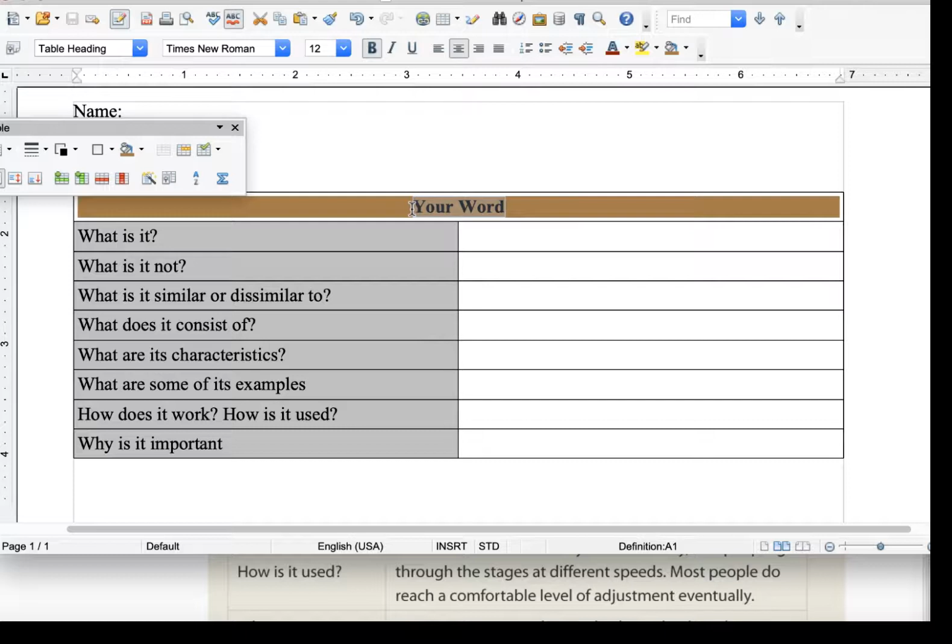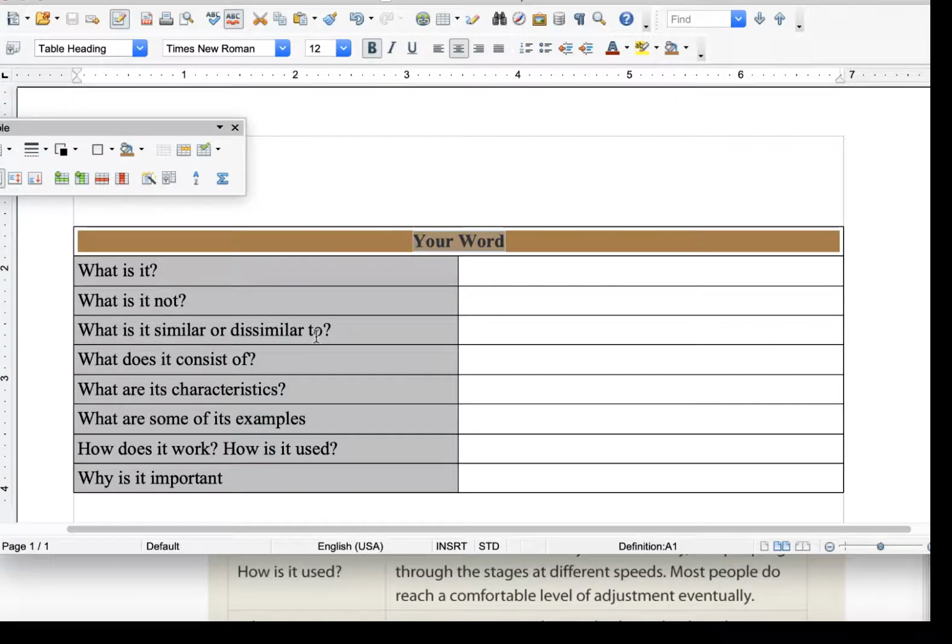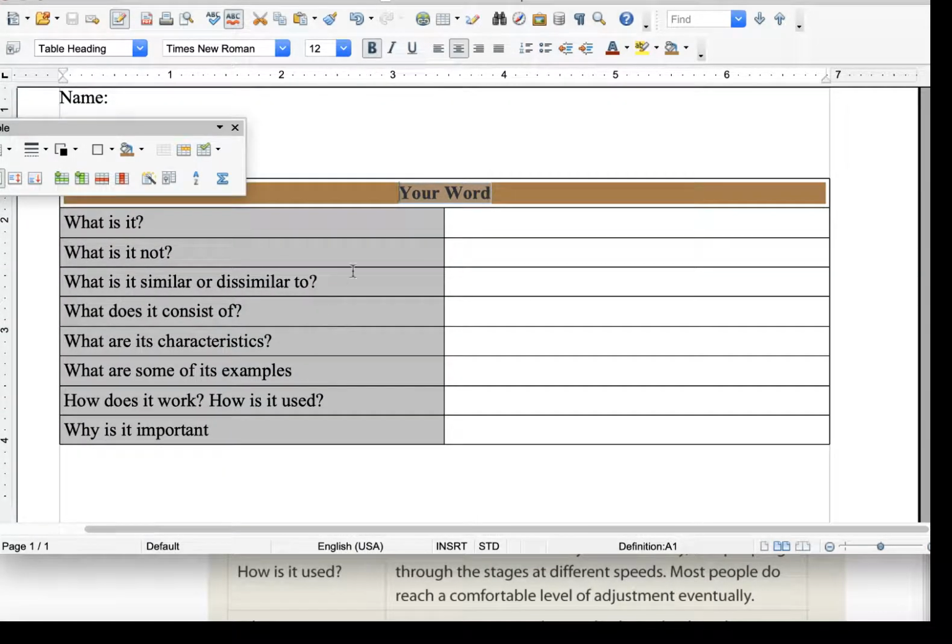So think of a word from your culture, in your language, and then you're going to, in English, explain that word to a person who doesn't know your word. And you're going to answer, what is your word in your culture, and what is it not compared to English? Okay? What is it similar to or dissimilar to? What does it consist of? What's its characteristics? Give us some examples of your word. How could we see your word being used in your culture? How does it work? Why is that word important in your culture?